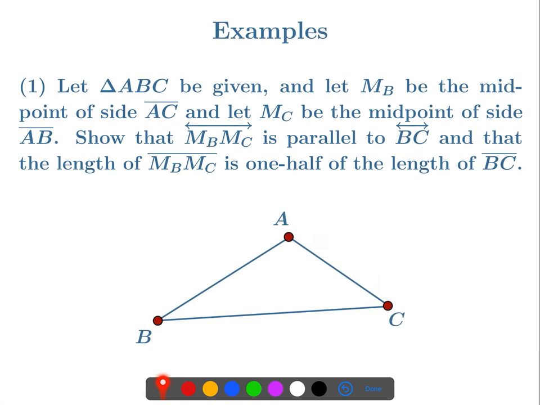So the first example, you have a triangle ABC, and we want to take midpoints of two of these sides. We're going to take the midpoint opposite point B here, so the midpoint of side AC, and I'm going to call that M sub B. And then I want to take the midpoint opposite C here, the midpoint of AB, and call that M sub C. Then I want to look at the segment going from MC to MB.